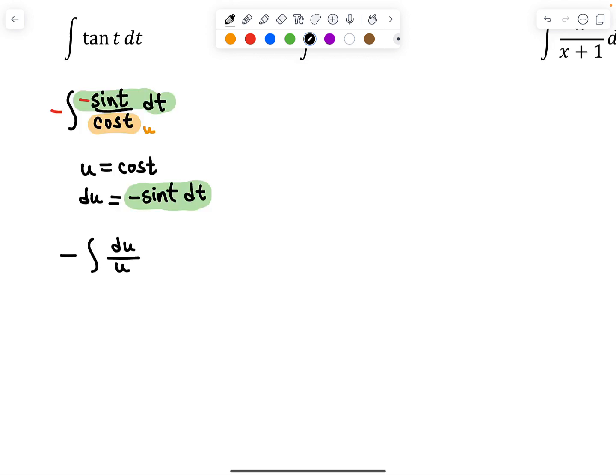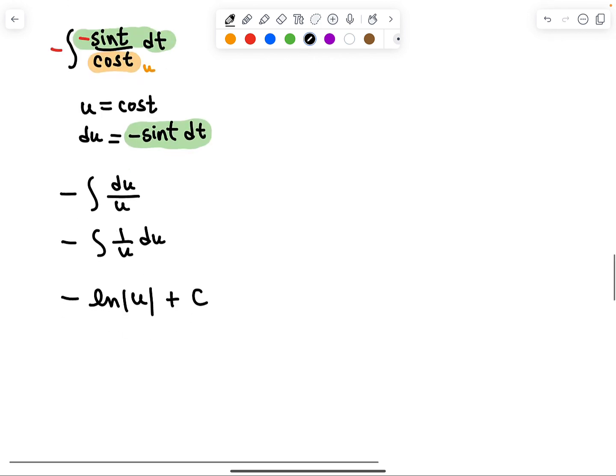Now this du you can pull off to the side and write this as 1 over u du. And I recognize now we have a natural log antiderivative. So we get negative natural log absolute value of u, plus our constant, and then our back substitution. Now this is commonly memorized as the antiderivative of tangent, but there's another version of this answer that's also acceptable.